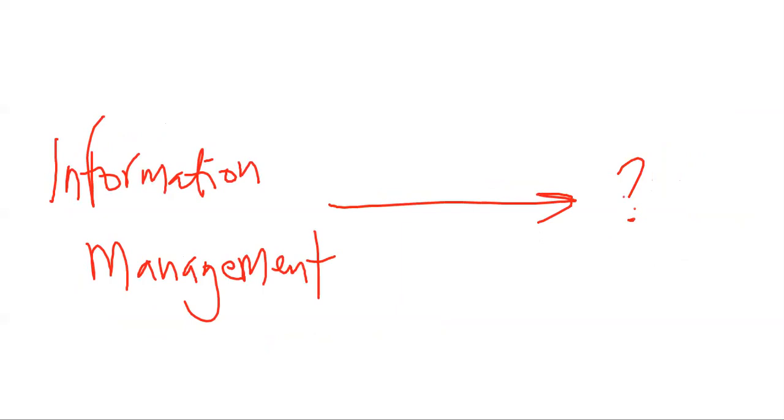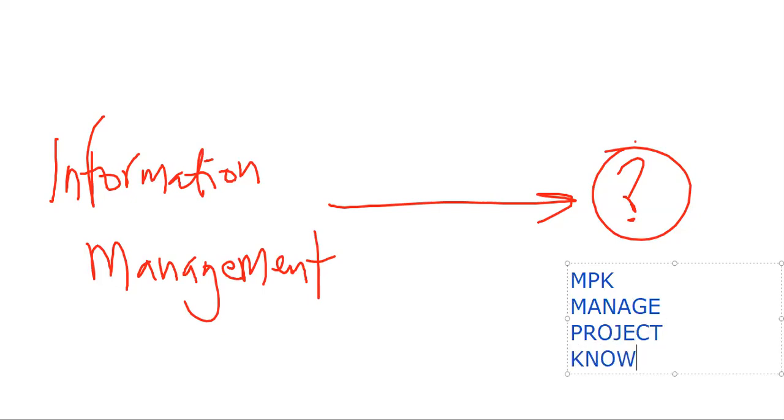This is another fun one of mine because people often forget this one. This is information management. It sounds very bland, doesn't it? Information management is a tool and technique used in which process? 3, 2, 1. The answer is MPK, Manage Project Knowledge.